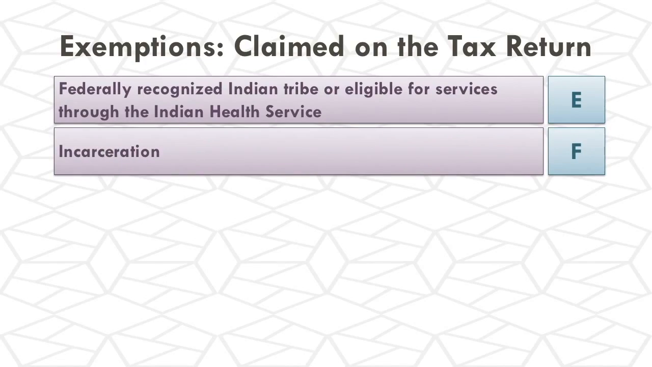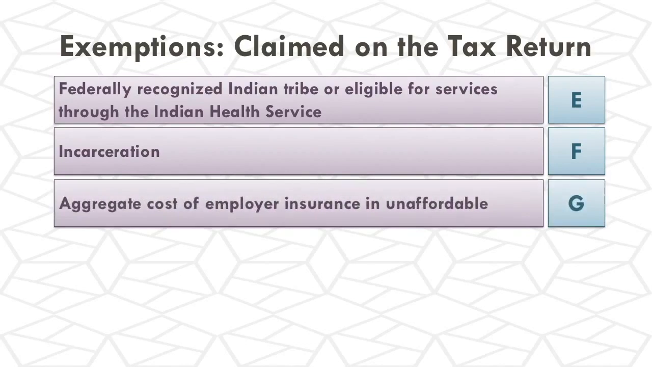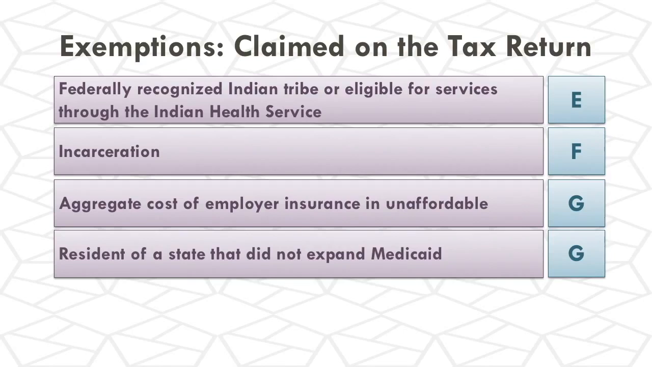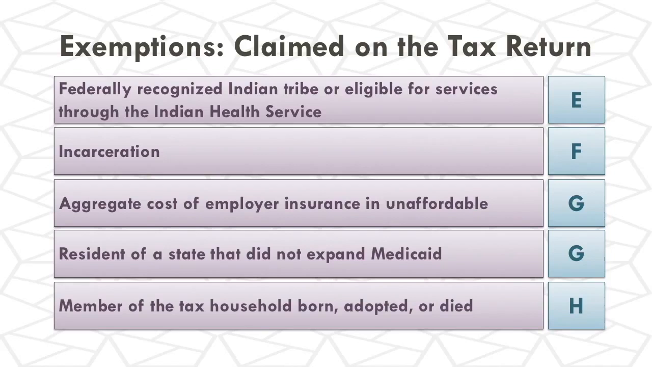If a taxpayer was incarcerated for the year, any month that they were incarcerated, we can use code F for those months. Their health care is being provided by the state or federal government during that time. Next, we have the aggregate cost of employer insurance is unaffordable. We'll talk about that one in more detail in our group training. We have a resident of a state that did not expand Medicaid. We can use code G for both this one and the last one, aggregate cost of employer insurance is unaffordable. And then finally, member of the tax household was born, adopted, or died during the year. We'll use code H for that, for those months that applies to. So let's talk about a few of these in more detail.